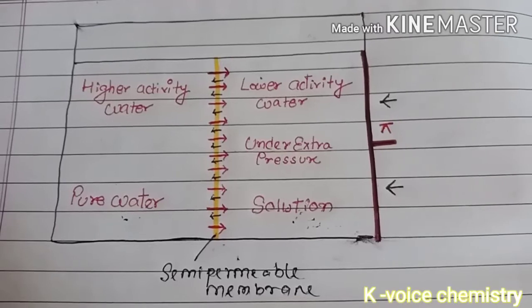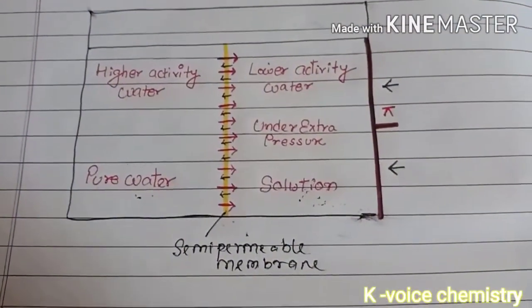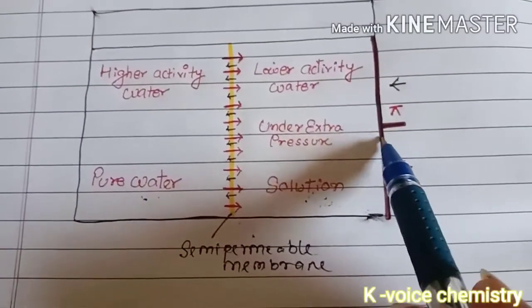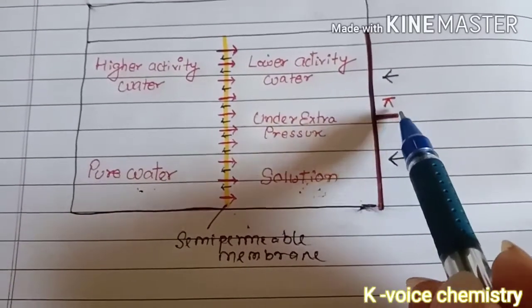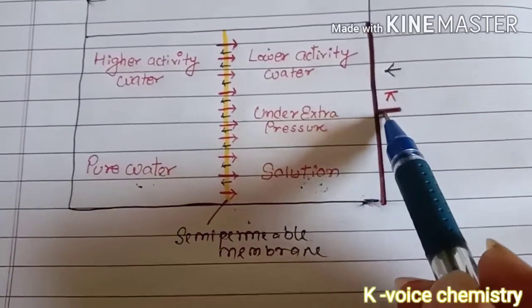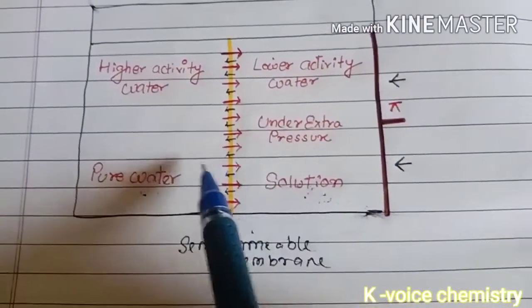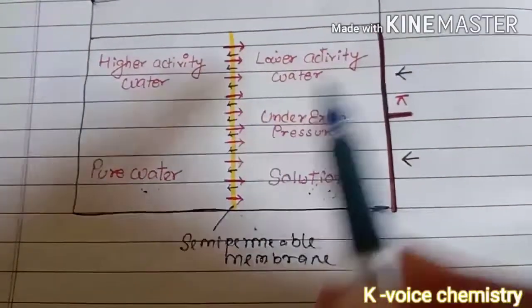And now let us see what is the osmotic pressure. Osmotic pressure is, we can see, and this is the osmotic pressure. It has been created. Osmotic pressure is denoted by this pi, and it has been created in order to prevent the flow of further solvent molecules into the solution. Okay, we will see much detail in this diagram.